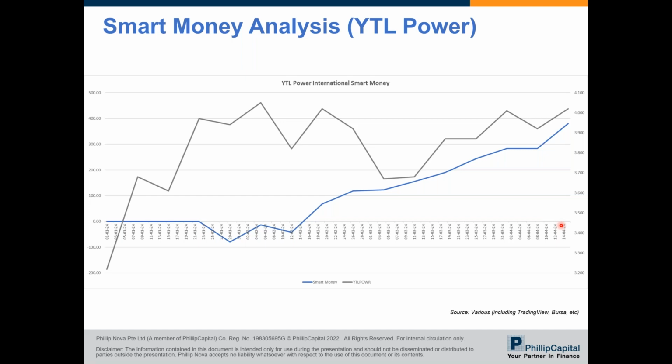And what's good about this is that even after a fantastic move last year, the share price of YTL Power had actually been sideways consolidating. So even though the smart money had been buying, the share price is actually moving sideways within a range of $3.70 to $4. That actually does open up opportunities for investors to follow in. On the flip side, if we see such consolidation but smart money selling, then these are the stocks that we want to avoid.